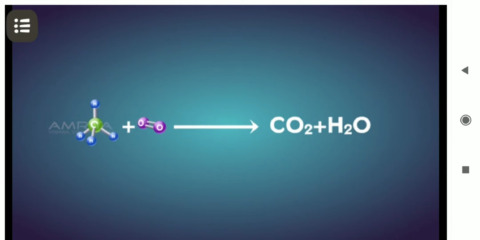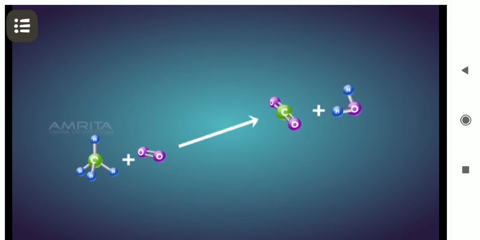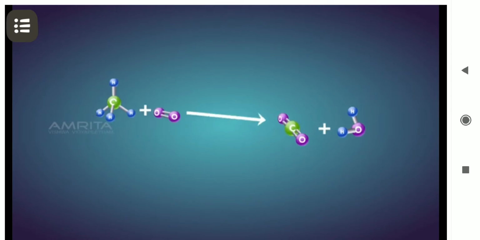This equation describes the reaction between methane and oxygen that yields carbon dioxide and water. But is there something which doesn't add up? Yes, the equation is not balanced, so let's try to balance it.